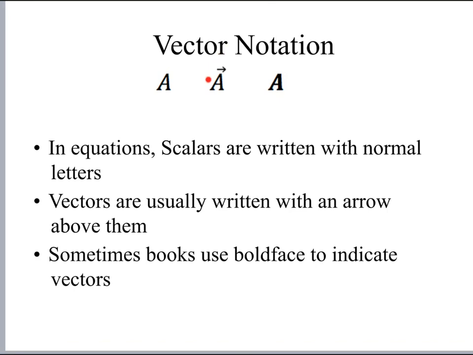Now, sometimes not all typefaces have that arrow available to them, so you'll see a lot of textbooks, especially older physics textbooks, since they couldn't make the little arrow on top, they make vectors boldfaced. And so if you see an equation and something is boldfaced, and you have things that are not boldfaced, the things that are not boldfaced are the scalars, the things that are boldfaced probably are the vectors.